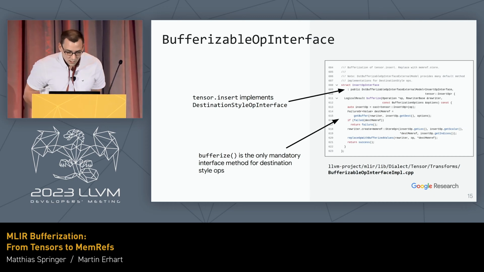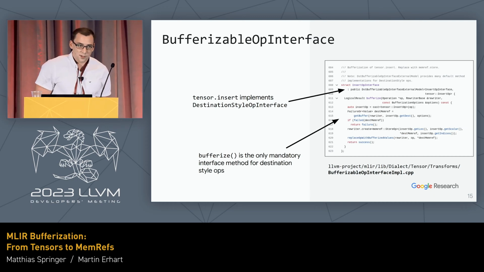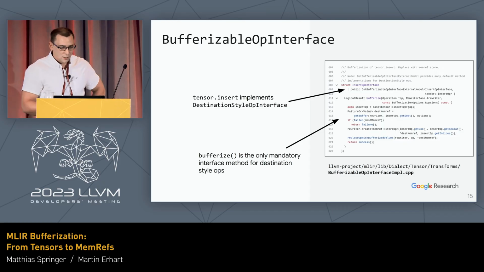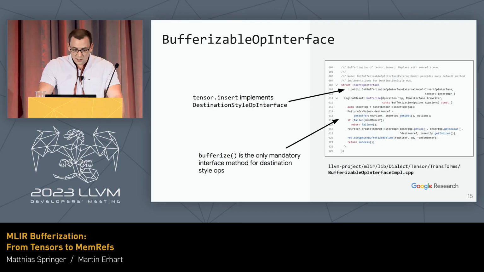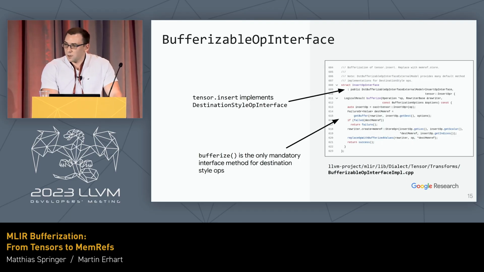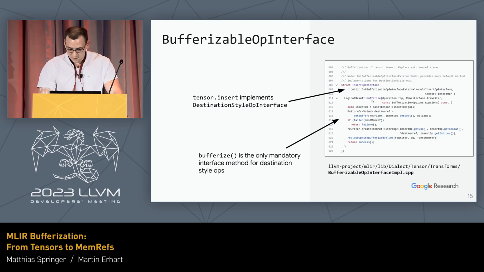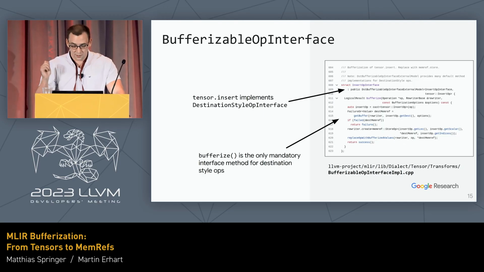Here is an example of how to implement the bufferizable op interface. This is an example for tensor.insert. And if your op is in destination passing style, the implementation is very easy. So you just need to implement one interface method, the bufferize method. In here, there's a certain API that you have to use, but this API is also pretty easy. You can take a look at it later.